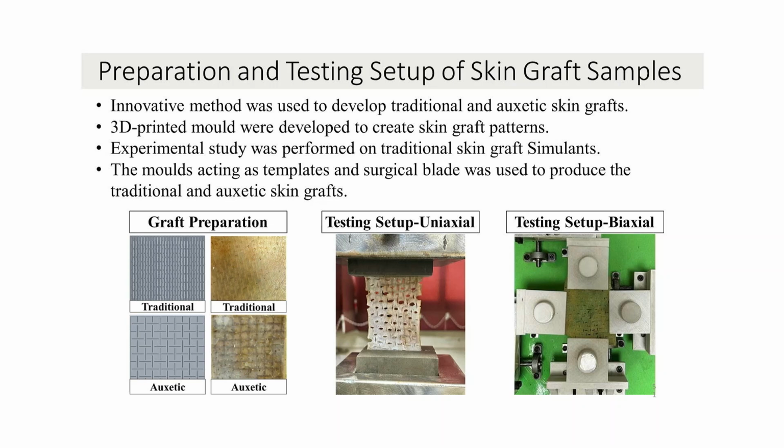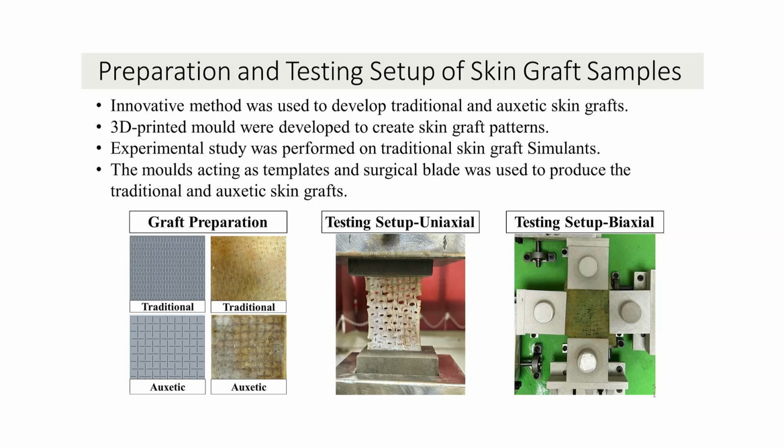You can look at the graft preparation pictures on the left side bottom. So there is a traditional pattern and there is an auxetic pattern, and we had basically printed this and we got molds with these cuts, right? And then what we did was an experimental study was performed on the traditional skin graft simulants, right? The molds acted as templates and a surgical blade was used to completely perforate the skin at these locations of the cuts, and based on that we got a bunch of slits which are properly cut, right?